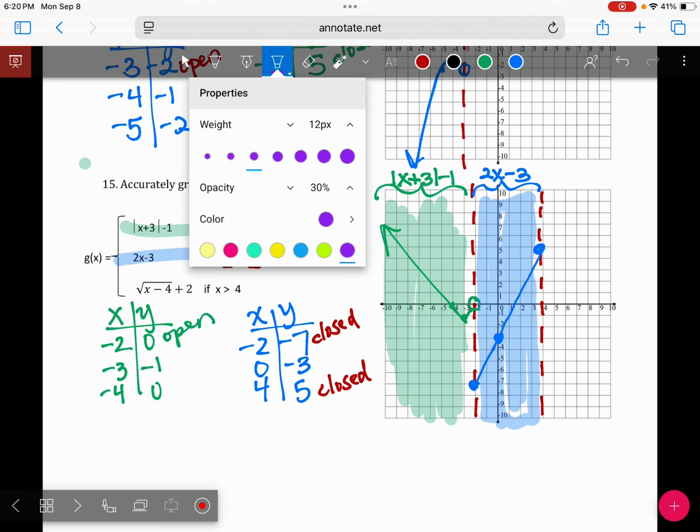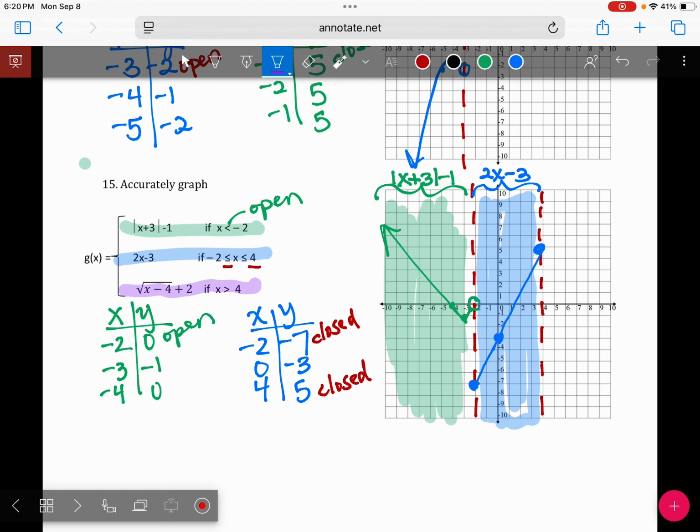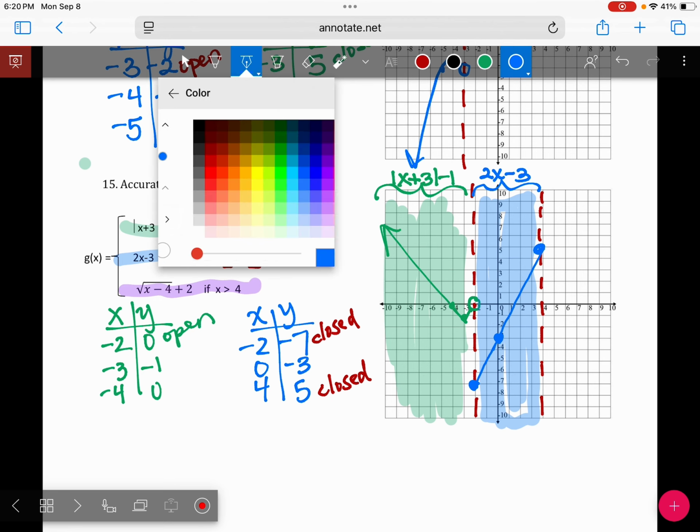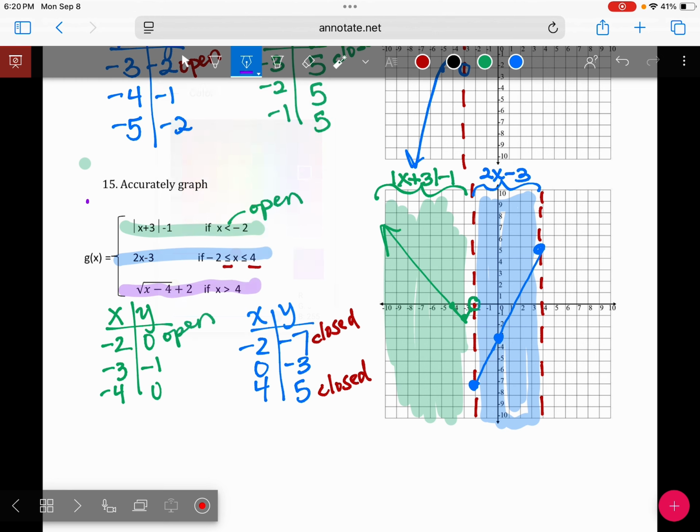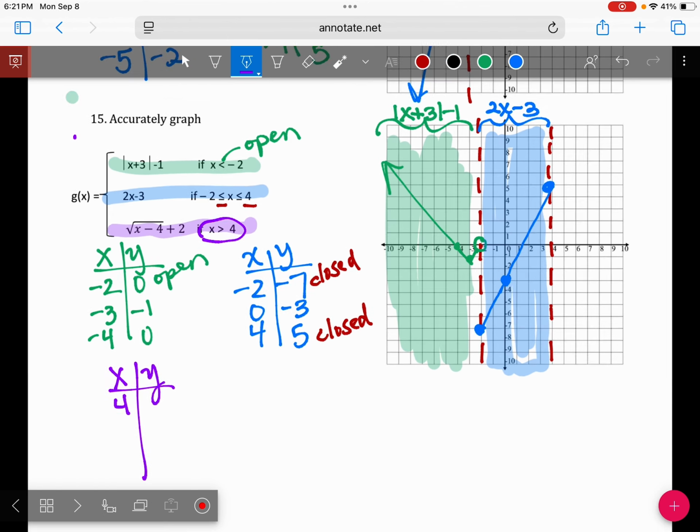And let's switch to purple for this last one here, which is our square root. So when we do our square root, we have a domain restriction. And my domain restriction says that I have to use numbers greater than or equal to 4. But this is saying only greater than 4. So I'm going to pick numbers that I know won't give me a decimal.